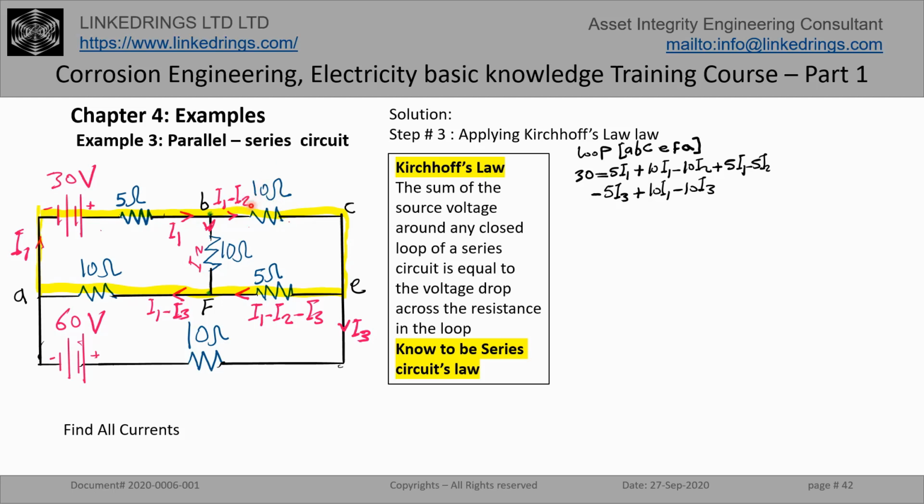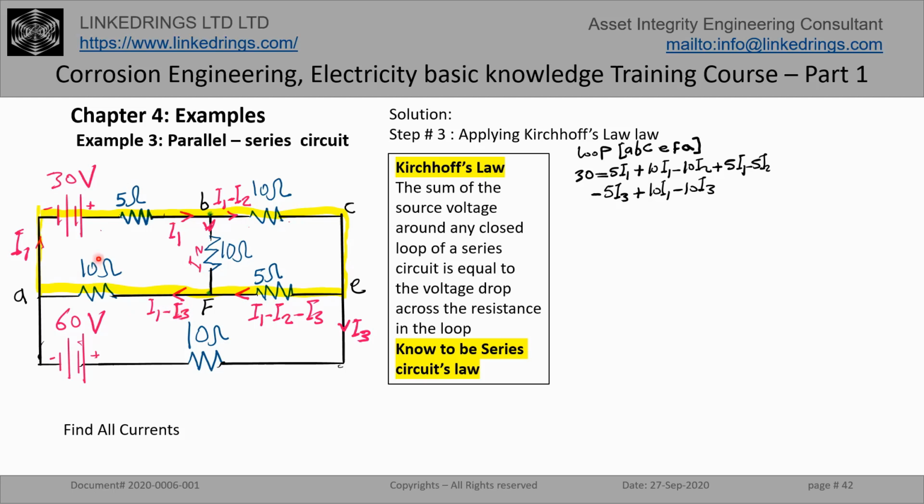So this ohm times this current. I go again with here. Then this current times 5. So plus 5 I1 minus 5 I2 minus 5 I3. I continue. So the current now is I1 minus I3. So I1 minus I3 times 10 is 10 I1 minus 10 I3.